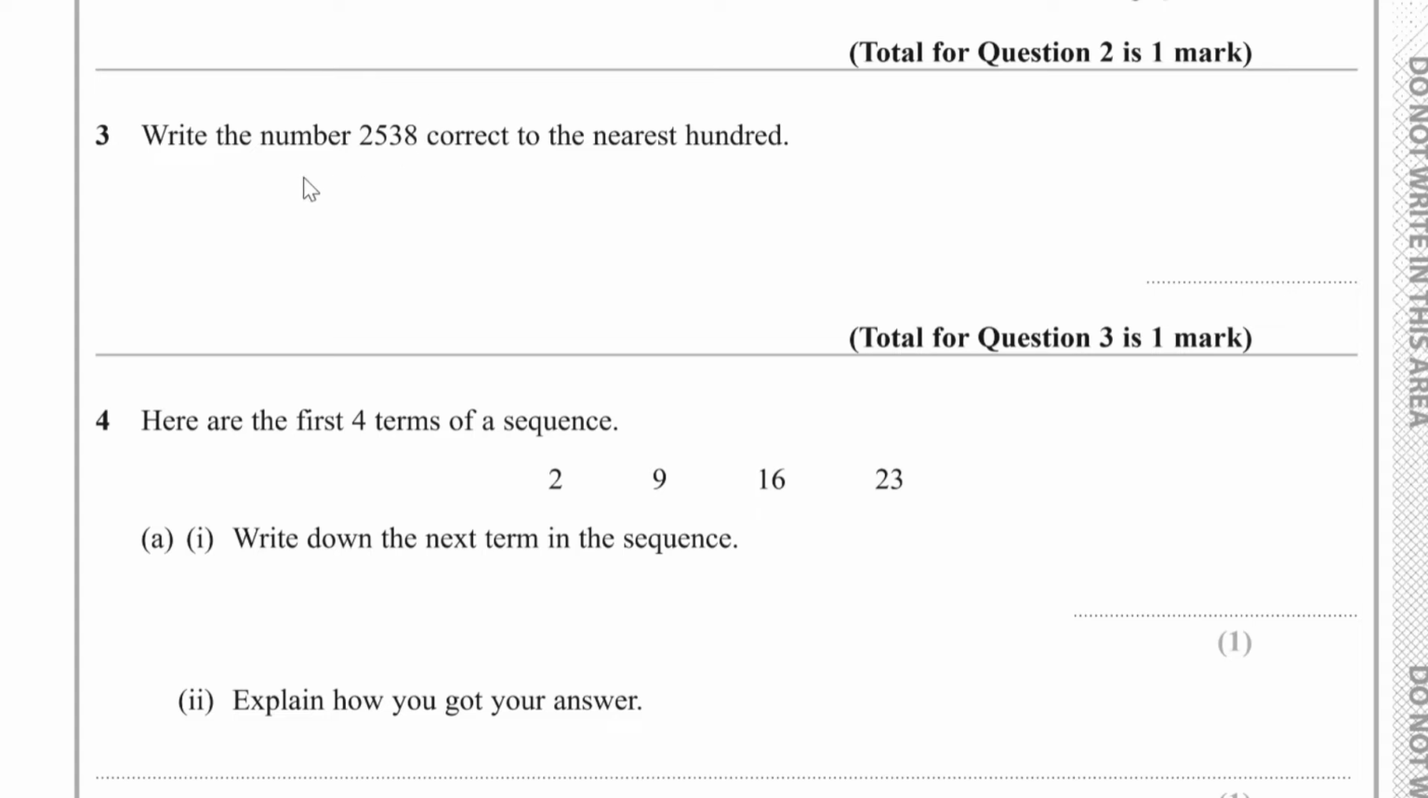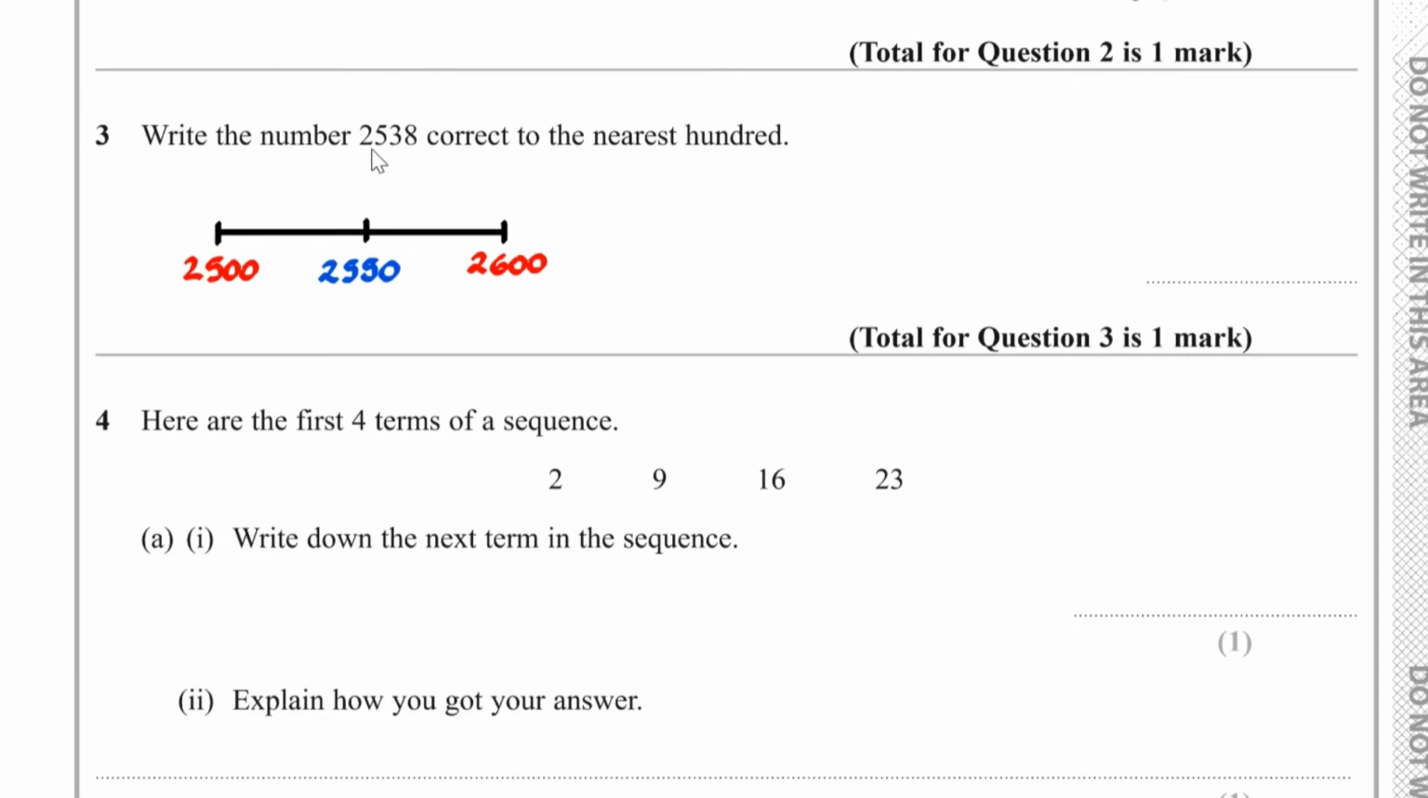Question number 3, we have to write the number 2538 correct to the nearest 100. Well, if we draw a number line, if we round to the nearest 100, we will either round the number down to 2500 or round the number up to 2600. And we've got our halfway point, 2550.